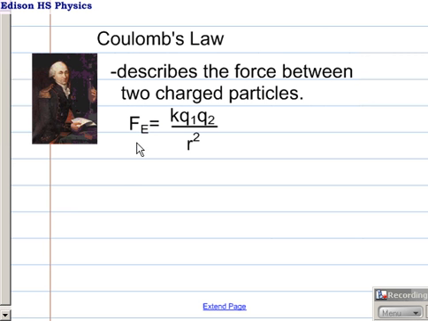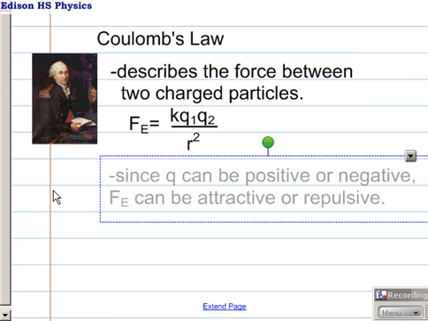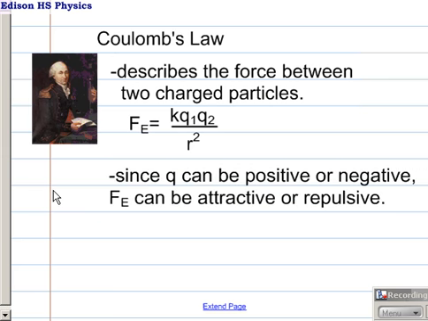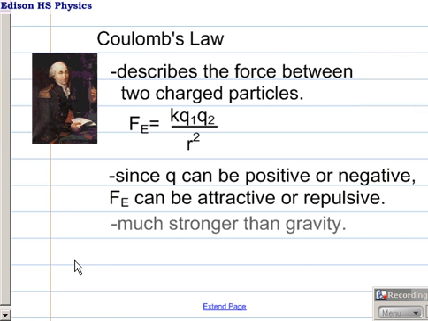We have a force term equal to some constant times the product of the two charges over the radius squared. Now, unlike gravity, Q can either be positive or negative. The force can either be attractive or repulsive, depending on the signs of Q. We'll talk about that more in a second. It's also much, much stronger than gravity.